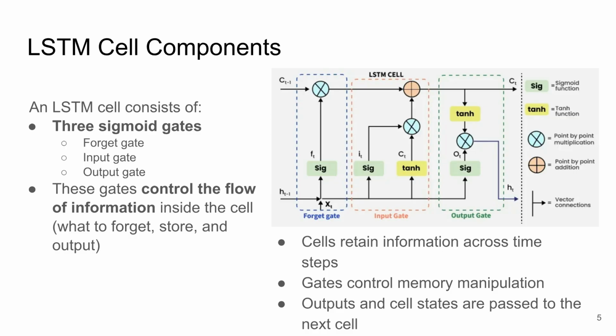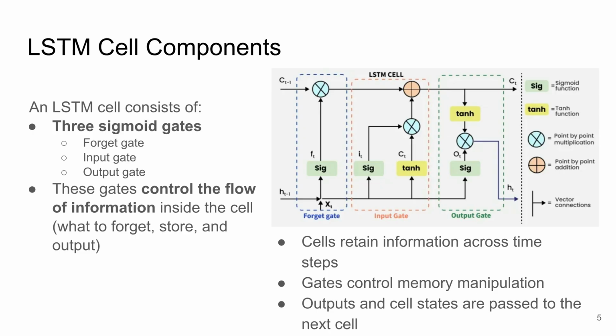Now let's look at the components that make up an LSTM cell. An LSTM cell consists of 3 sigmoid gates that control the flow of information. The forget gate decides what information from the previous cell state should be thrown away or kept. The input gate decides what new information should be stored in the cell state. The output gate decides what parts of the cell state should be output as the hidden state. These gates work together to control memory manipulation.